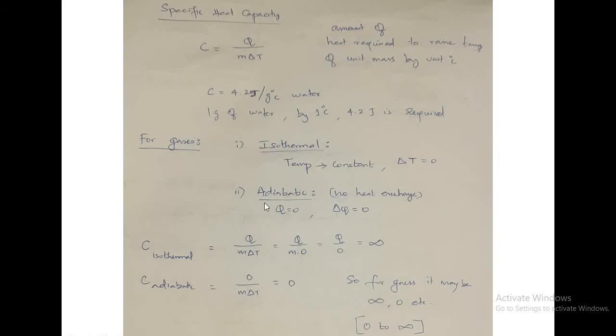For the adiabatic condition, heat is neither given nor taken, so the change in heat, Q, is equal to 0. If you apply these two conditions to specific heat capacity, it is written as Q by M delta T. For the isothermal condition, delta T is 0, so we arrive at infinity, and for adiabatic it is 0.